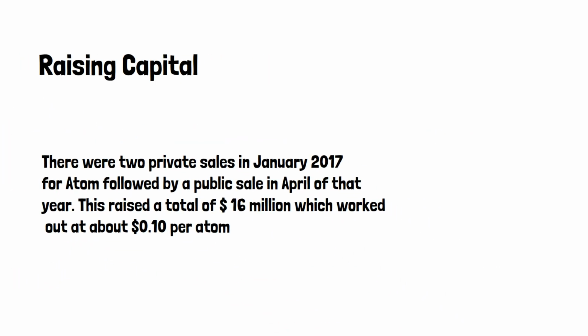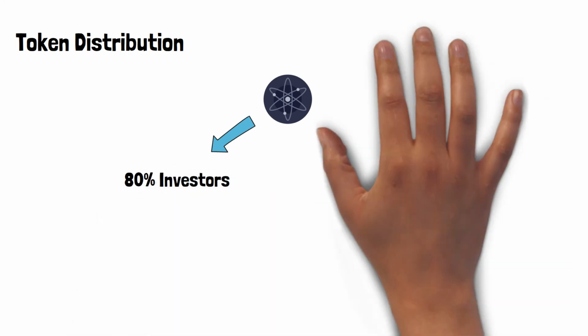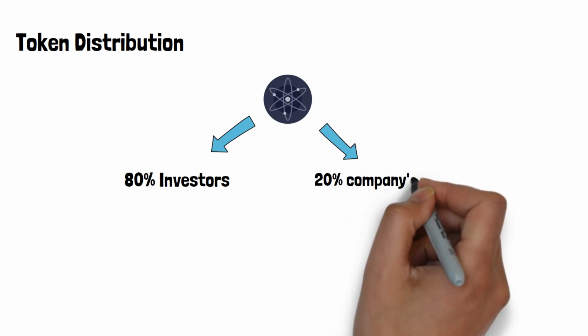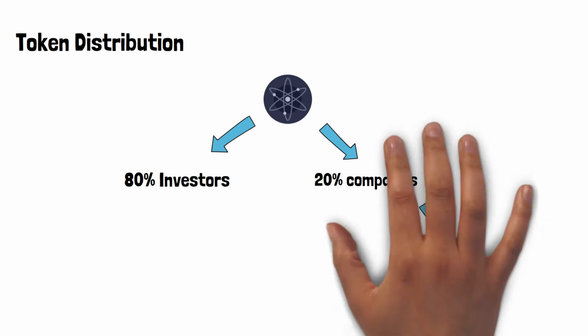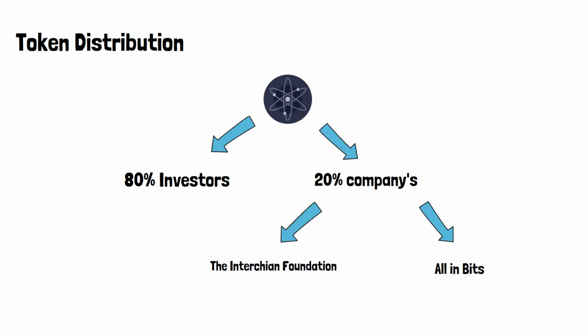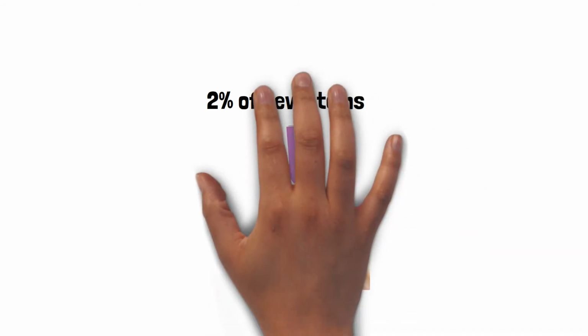There were 2 private sales held in January 2017 for Atom, followed by a public sale in April of that year. This raised a total of $16 million, which worked out at about 10 cents per Atom. For the token distribution, 80% of the token was allocated to investors, and the remaining 20% was split between 2 different companies. These were All in Bits and the Interchain Foundation. 2% of the new Atoms is allocated each year for the community pool.